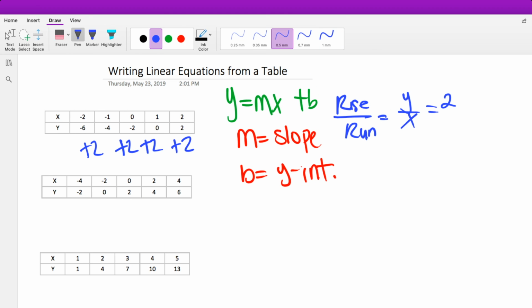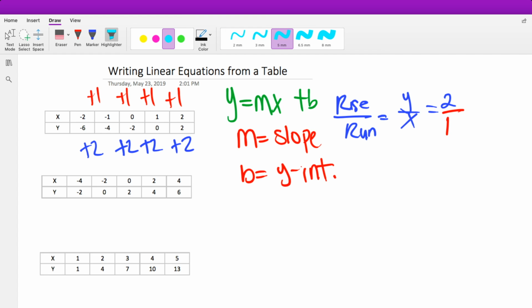Now we just need to see what we get for our x coordinates. From -2 to -1, we increase by 1. -1 to 0, we also increase by 1. These are all going to be +1. So our slope is 2 over 1, which is the exact same thing as just 2.